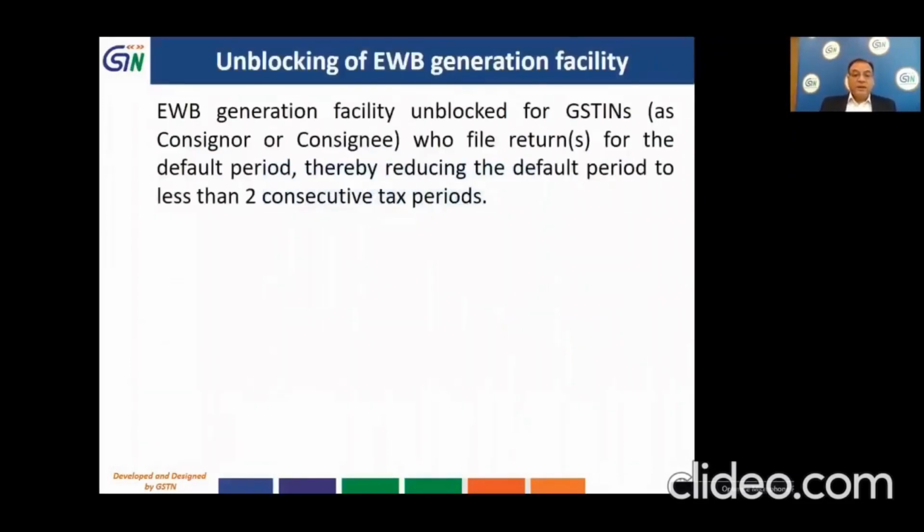So the first condition for blocking is, in case the taxpayer fails to file returns for 2 consecutive periods, the EWB generation facility gets blocked. So by implication, if the taxpayer reduces the default period to less than two tax filing periods, that is, if he or she files a return for a particular month or 2 months, or maybe more if that is the case, and the default period gets reduced as a result of that to less than 2 tax filing return periods, their EWB generation facility will be unblocked.